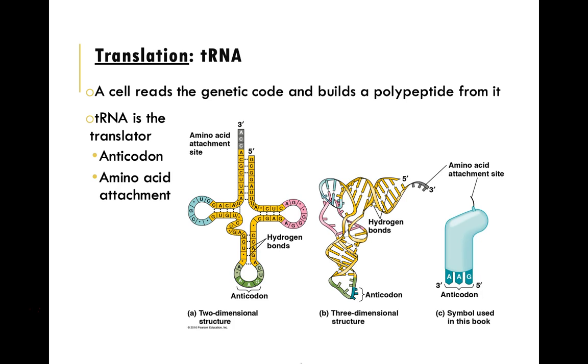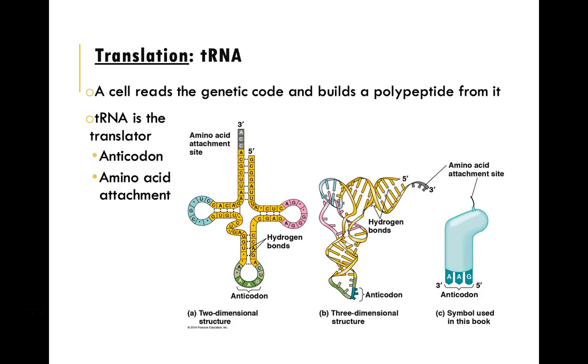On the other end, we have a different set of triplet. That is the amino acid attachment site. So one end is going to code for a specific amino acid. The other one is going to attach that amino acid to it. And it's called transfer RNA because that RNA is going to pick up an amino acid from the cytosol and actually carry it to the messenger RNA. So the one that is being coded in the next triplet codon is going to come in and it's going to be added to the next chain.